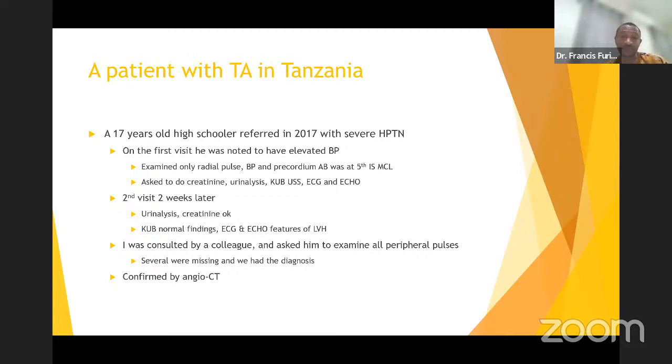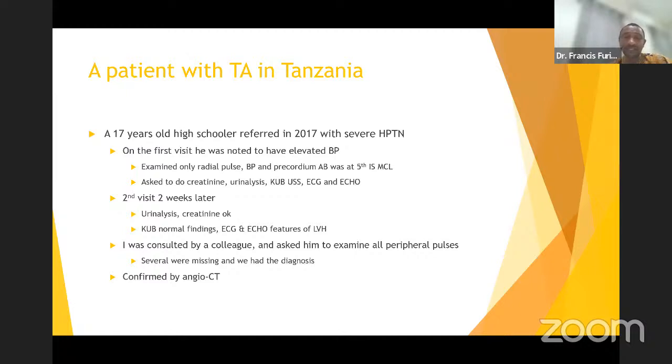I also examined his precordium, and the apex beat was in the 5th intercostal space, mid-clavicular line. And of course, I requested serum creatinine, urinalysis, ultrasound, ECG, and echo, just to evaluate the possible manifest complications of this condition. And he came for the second visit after doing these initial tests, two weeks later.